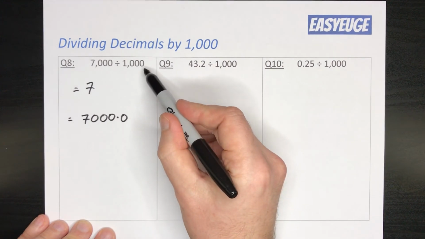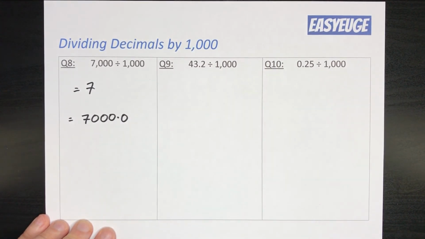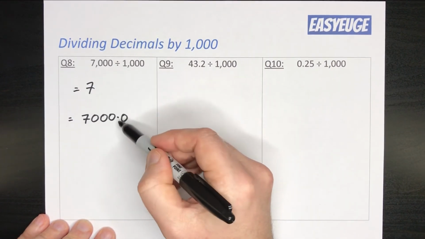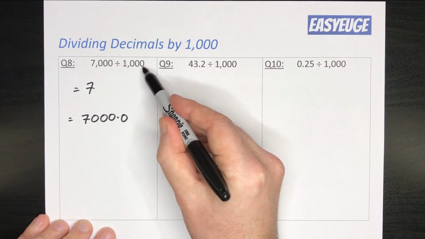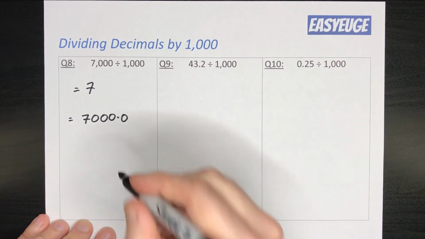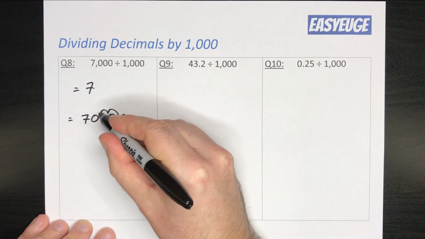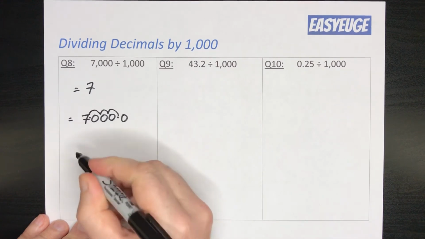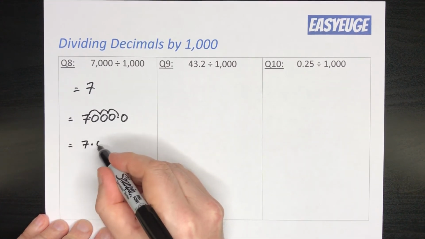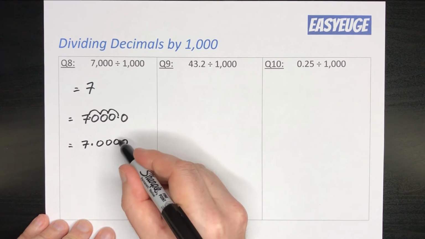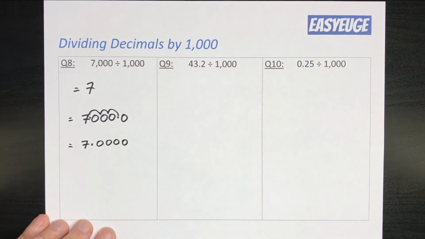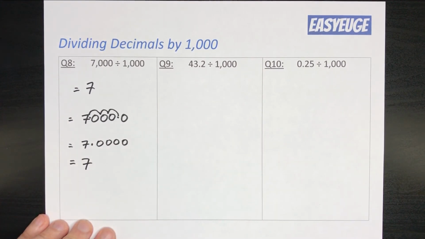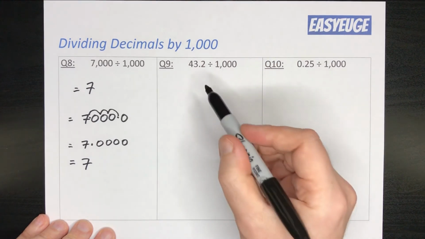So to divide by 1,000, we're going to make this number 1,000 times smaller. So we're going to take the decimal point and we're going to move it 1, 2, 3 places to the left. Let's do it. 1, 2, 3, and the decimal point goes in right here. So this becomes 7.0000. An awful lot of zeros with no value, so that's very simply 7. Okay, we know this method works. Let's try it now on the next question.